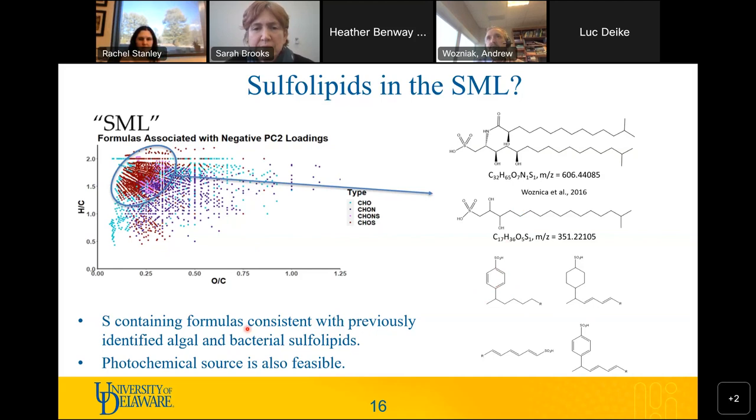But there is a clear potential link, and a potential to probable link, to biological sources. We can't necessarily rule out photochemical sources or photochemical and biological degradation. In fact, I'm sure that there are transformations of initial biologically produced compounds that are producing all these compounds that we're observing.